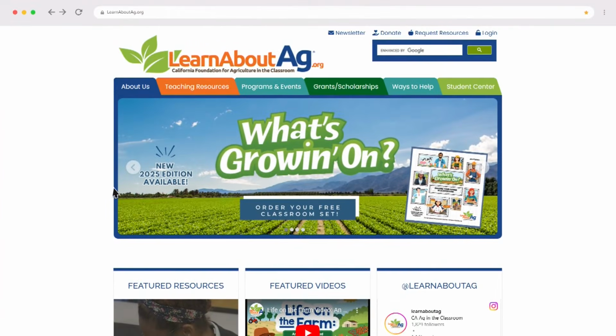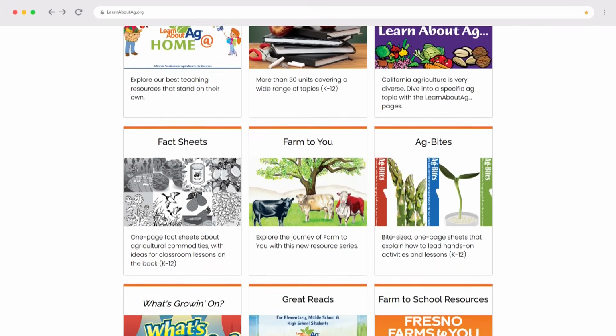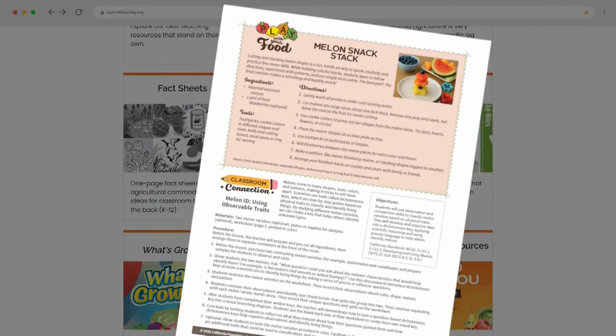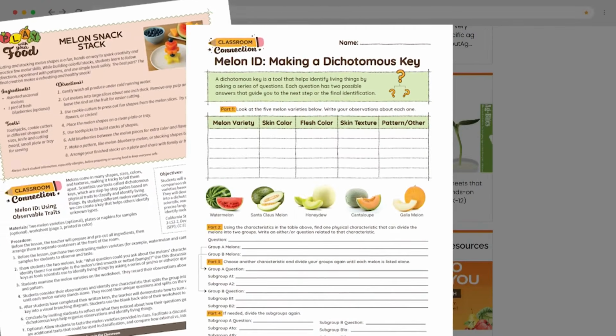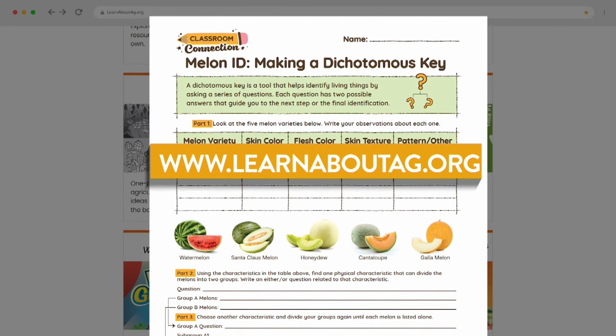Tell us how they could get this dichotomous key. Yes, this is on our website, learnaboutag.org. This is part of our farm to school resources. So we work with school districts across the state, provide them with resources that help teachers bring farming and food into their classroom. And so this activity is in there too.